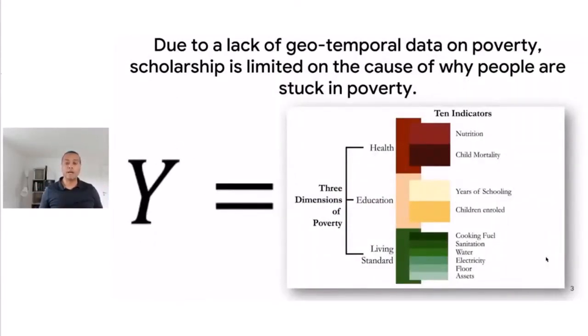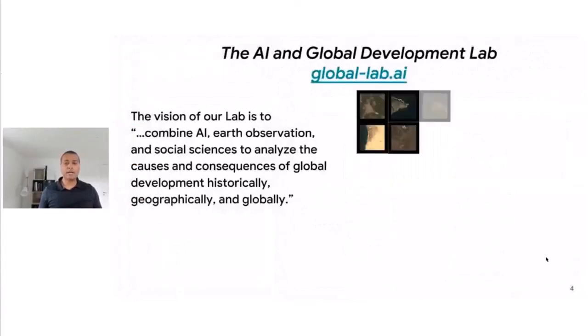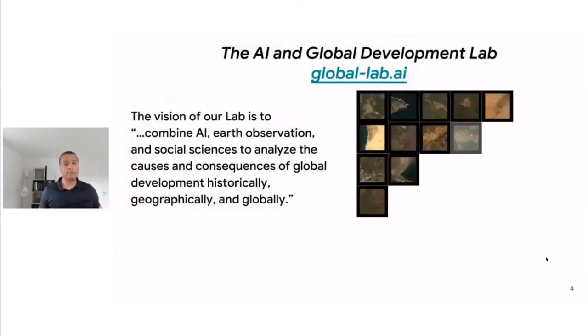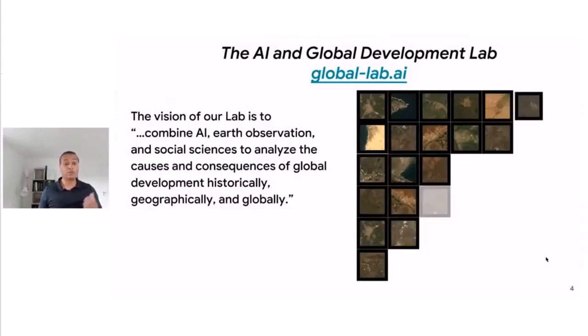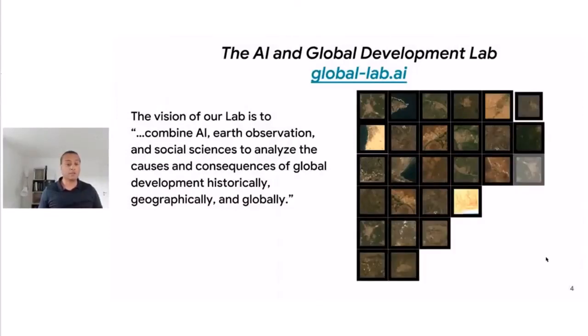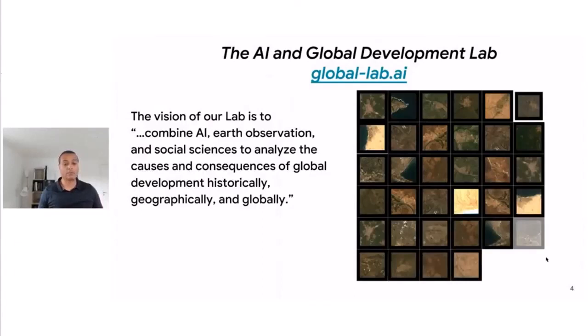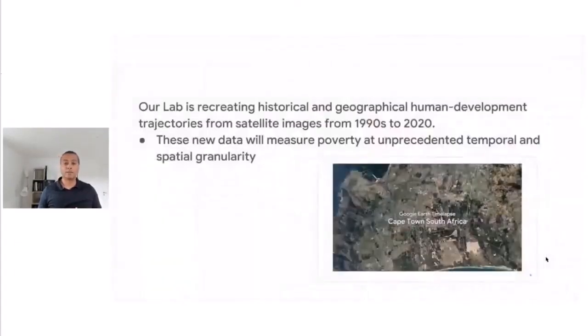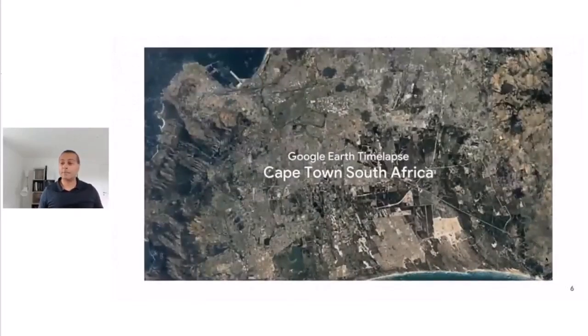Now, because of the lack of geotemporal data on poverty, scholarship is generally limited on the causes of why people are stuck in these poverty traps. So what we do at the AI and Global Development Lab is that we combine AI, Earth observations, and social sciences to analyze the consequences and causes of global development, both historically, geographically, and globally. So our lab currently is generating such data by combining these different disciplines.